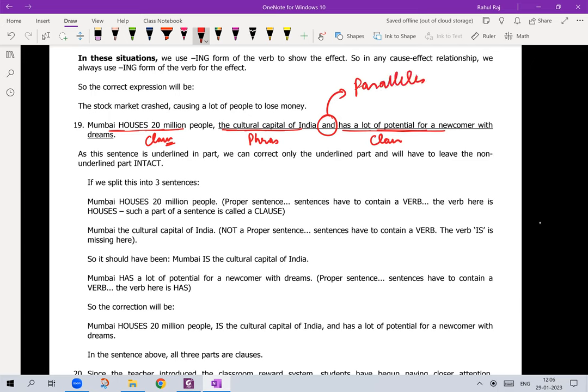So before "and", there should be a whole clause. After "and", you have put a clause. So "Mumbai houses 20 million people" is a clause. To make this phrase a clause, "the cultural capital of India", I'll insert a verb. Mumbai is the cultural capital of India and Mumbai has a lot of potential for newcomers. This is 100% the right statement. The entire parallelism goes back to one subject, that is Mumbai.